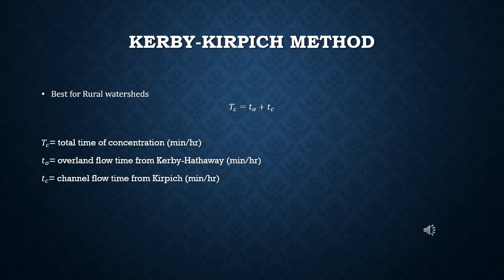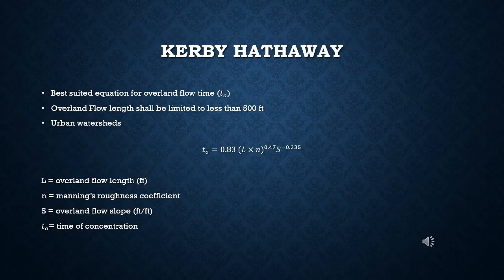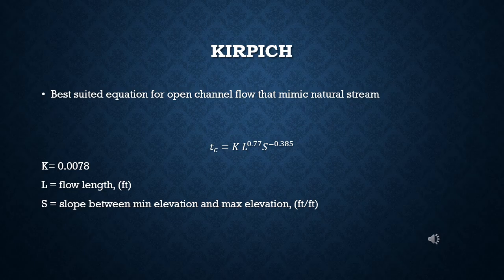We can use Kirpich's method for rural watersheds. Kirby-Hathaway method is best for overland flow time calculations. The length of overland flow should be limited to less than 500 feet, and this method can be used for urban watersheds as well. For urban watersheds, we use the same method plus the other appropriate channel flow times, for example, open channel flow time and storm sewer flow time. Kirpich's method is the best suited equation for open channel flow that mimics natural streams.